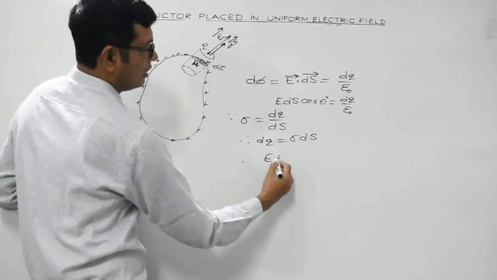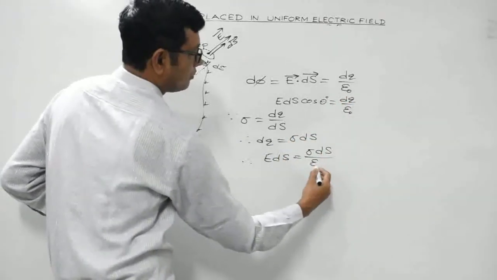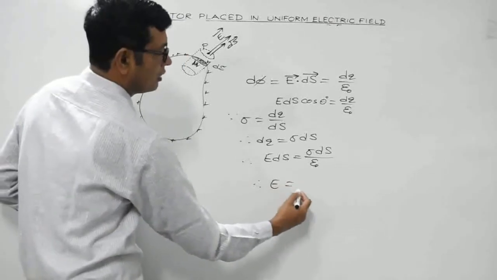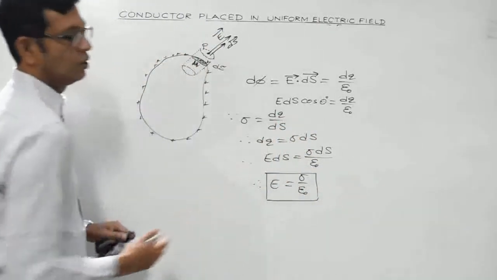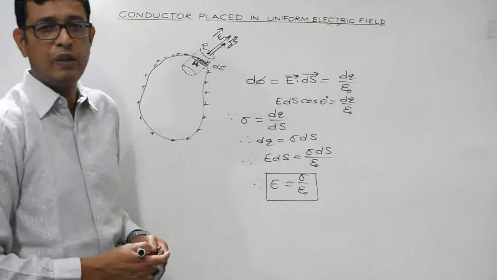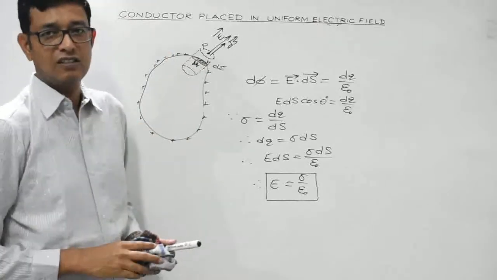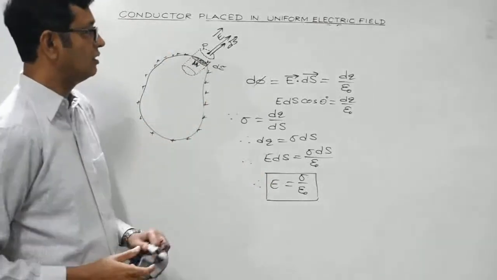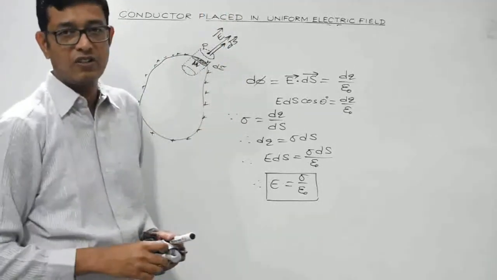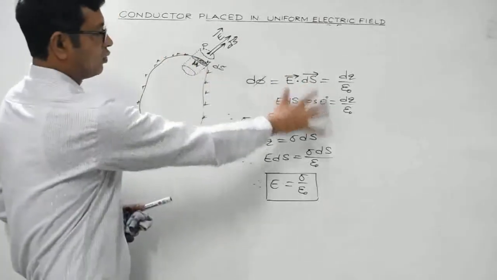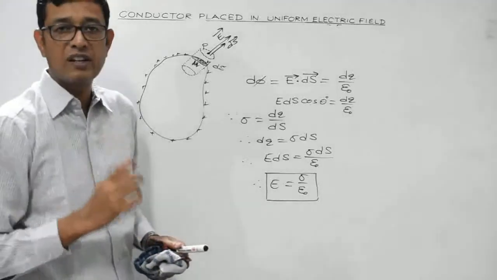Therefore, what do we get? E ds is equal to, in place of dq, you can write sigma ds. So, therefore, E is equal to sigma by epsilon. This is the magnitude of the electric field at point P, which is considered to be very, very close to the surface of the charged conductor. So, this is the expression for the electric field. Direction, if it is the case of a positively charged conductor, it will be in the outward direction, right? So, students, this was again a very important concept. It can come in the short question category, 2 marks category.